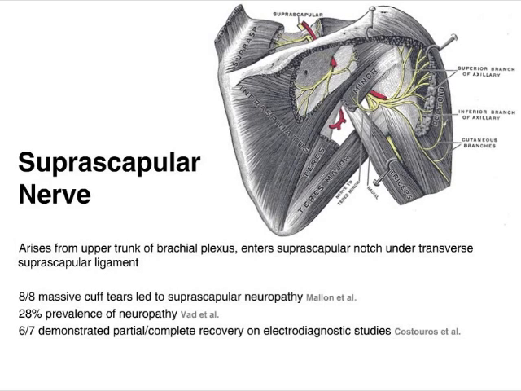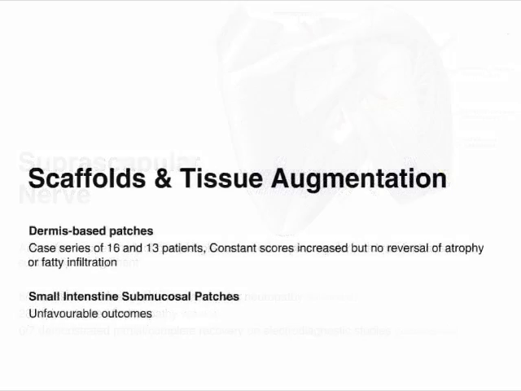Moving on to some more complex methods of repair. There are a few studies looking at scaffolds and tissue augmentation. Neither of these look particularly appealing. They talk about dermis-based patches, which do improve Constant scores, but you don't get reversal of any atrophy or fatty infiltration. And the few studies using small intestine submucosal patches also have very unfavourable results.